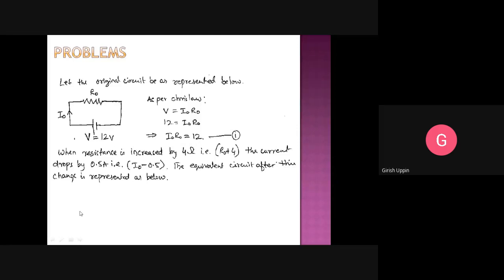Now in the second scenario, what has happened is they increase the value of R naught by 4 ohms. Means what is the new resistance? R naught plus 4. If we increase the resistance by 4 ohm, current will decrease by 0.5 amperes. So what would be the new current in the circuit? I naught minus 0.5 is the new current. So if we draw that particular circuit, it would be like this. New resistance R is equal to R naught plus 4. New current I is equal to I naught minus 0.5, and it is connected to 12 volt.